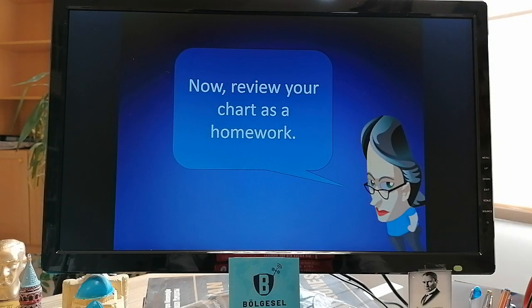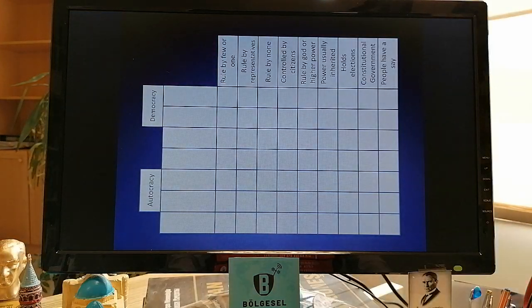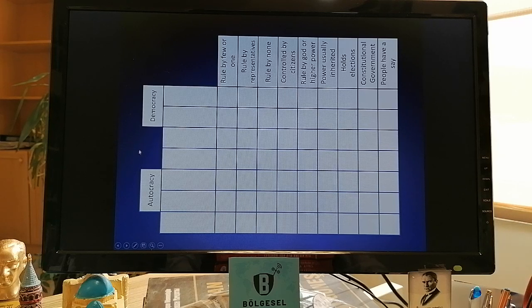Now review your charts, guys, as homework. This is your chart. Here. You're going to tick democracy, autocracy. You are going to increase the number of forms of government. You may put oligarchy, you may put theocracy, you may put anarchism, etc. Whatever you put here, you give the answer by looking at these elements. Okay, rule by few or one, rule by representatives, rule by none, controlled by citizens, rule by God or higher power, power usually inherited, holds elections, constitutional governments, and people have a say.